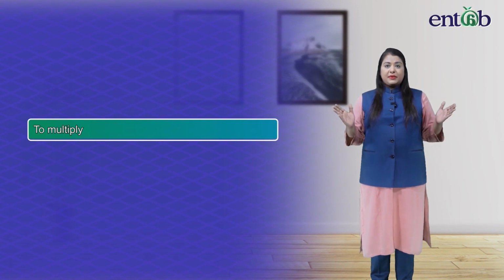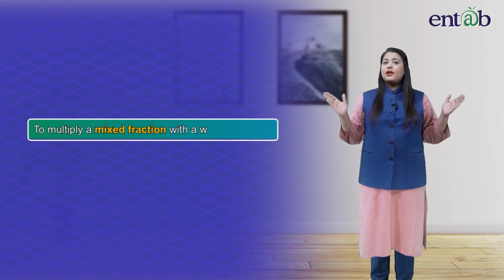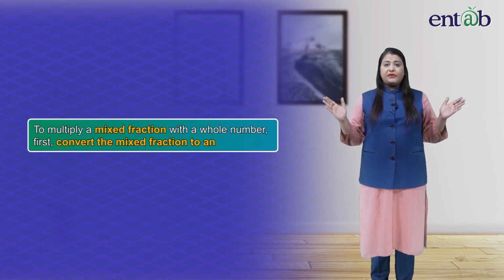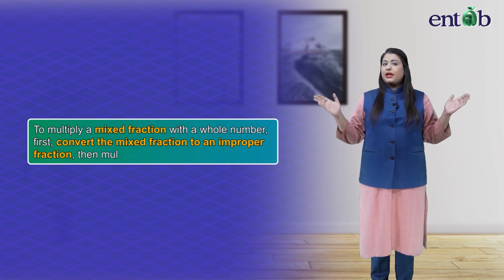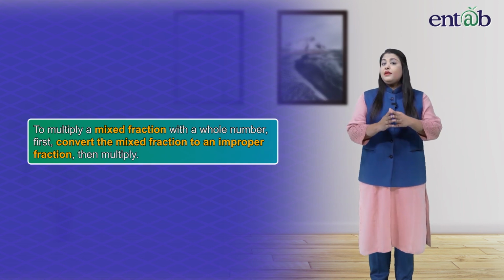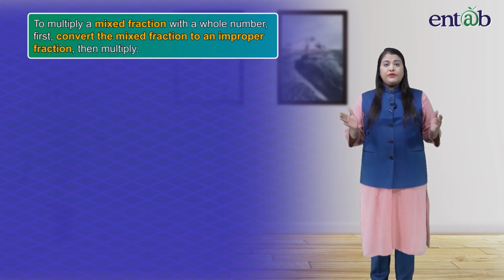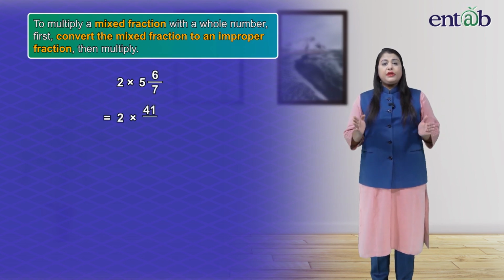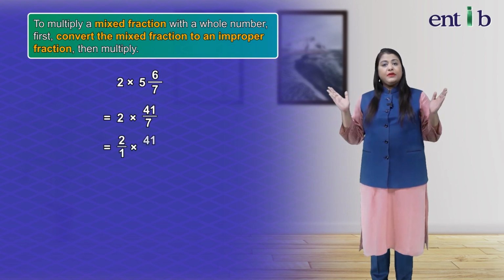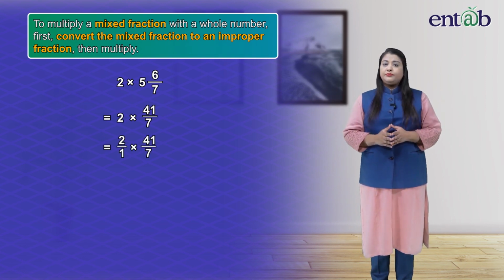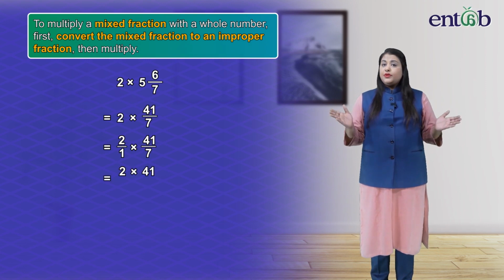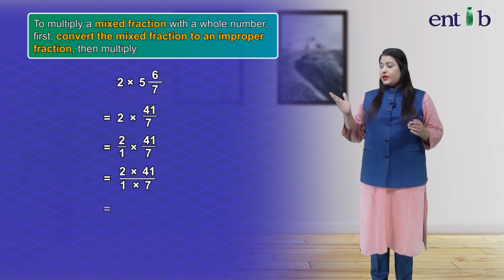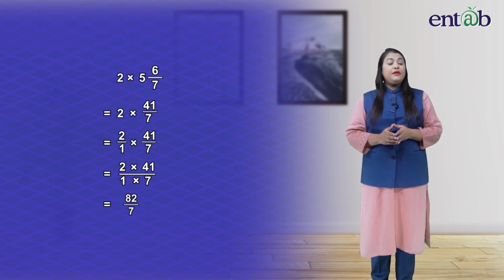Now, to multiply a mixed fraction with a whole number, first convert the mixed fraction into an improper fraction and then multiply. For example, if we want to multiply 2 with the mixed fraction 5 6/7, first we will convert 5 6/7 into the improper form. Now, multiply both the numerators and both the denominators. We get 82 over 7.